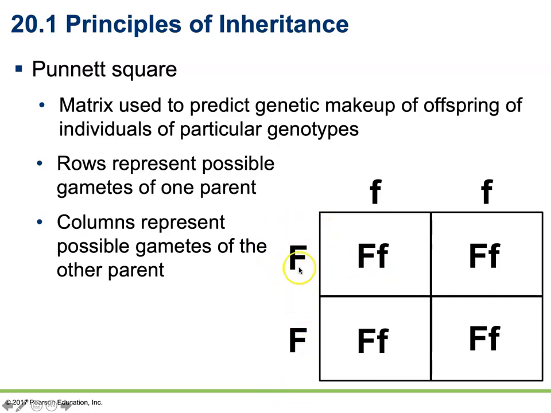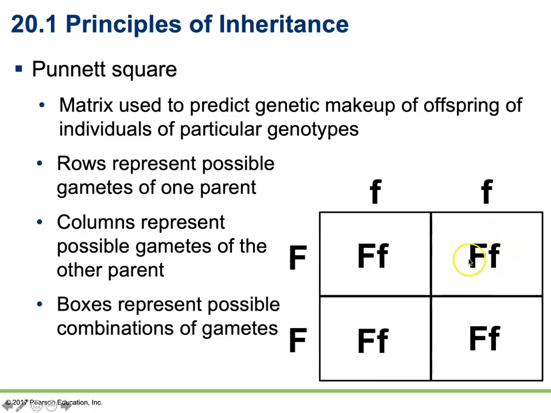And what we're going to find is when you cross these two parents, when you cross a big F with little f, you get big F, little f. When you cross homozygous dominant with homozygous recessive, you're going to get a heterozygous individual. And we're going to see that for each one of these. So homozygous dominant, homozygous recessive, we get a heterozygous individual. The boxes are going to ultimately represent possible combinations of gametes.